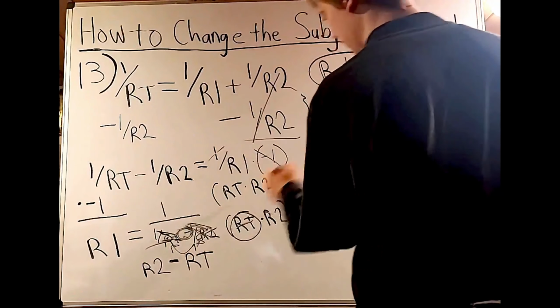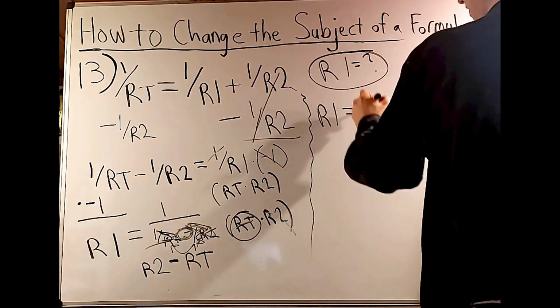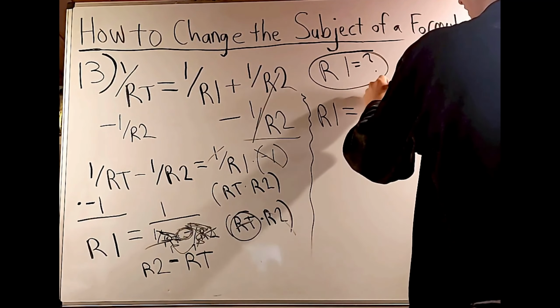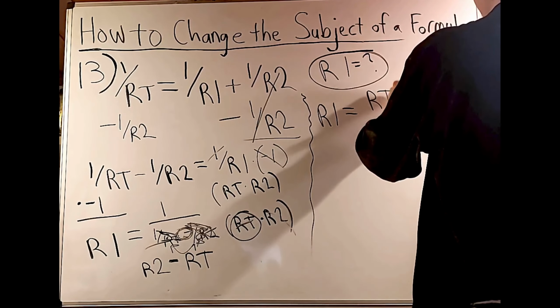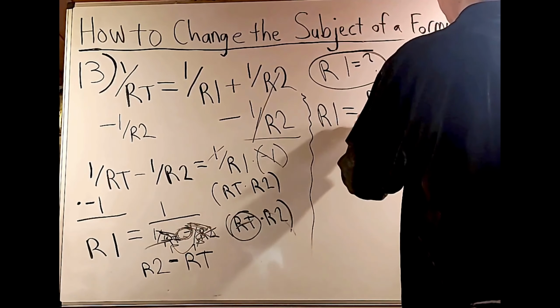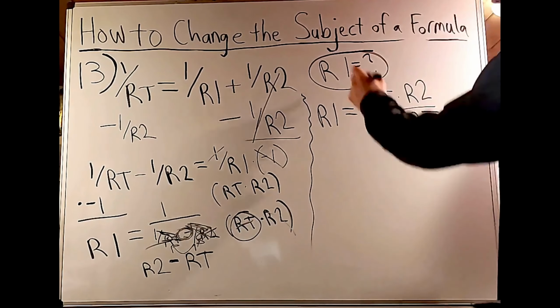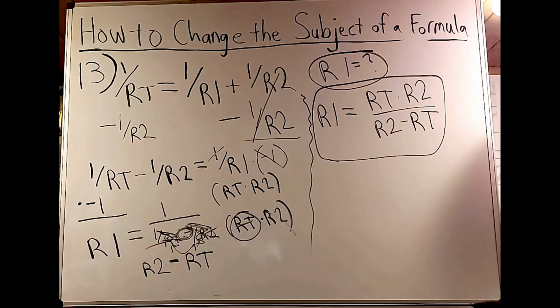We have R1 equals, and since we had 1 times that, it's just going to be the RT times R2, and of course we're going to have that over the R2 minus RT. And we wanted to solve for R1, so we get the final answer there.